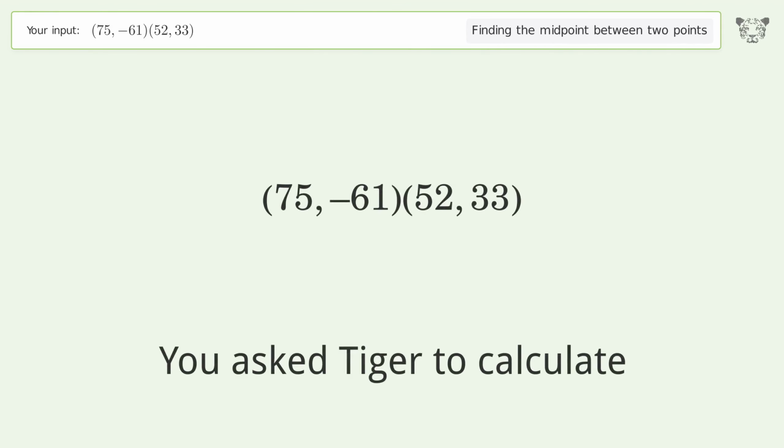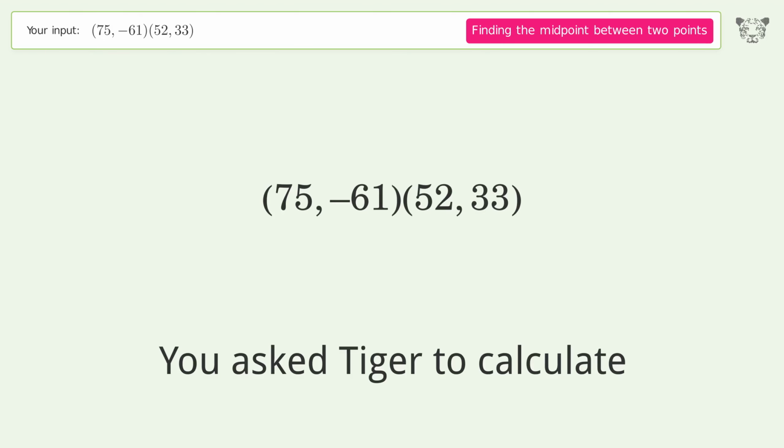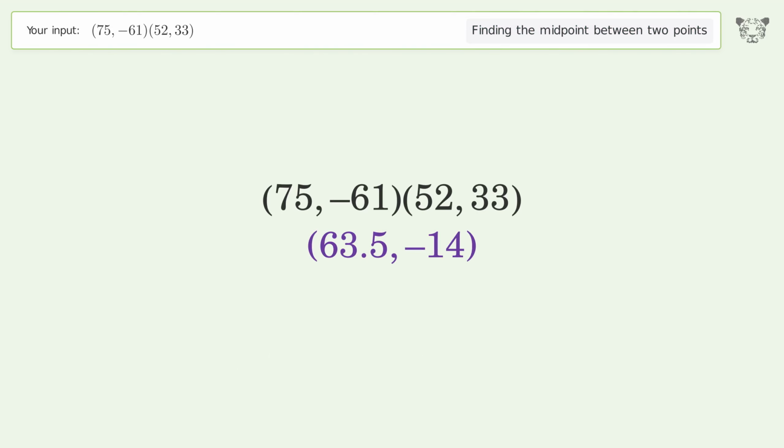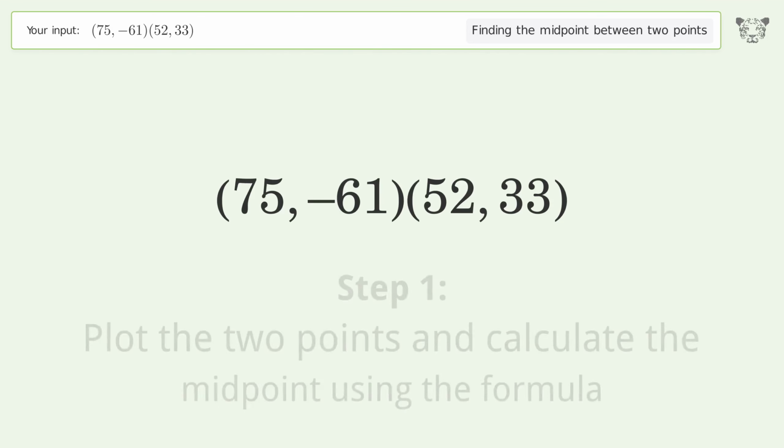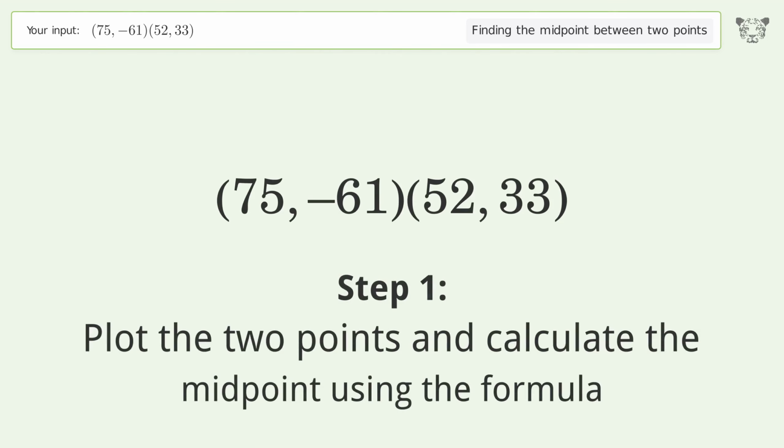You ask Tiger to calculate. This deals with finding the midpoint between 2 points. The midpoint between the 2 points is 63.5, -14. Let's solve it step by step. Plot the 2 points and calculate the midpoint using the formula.